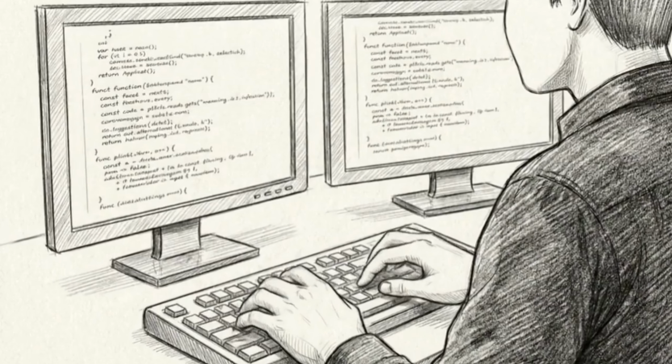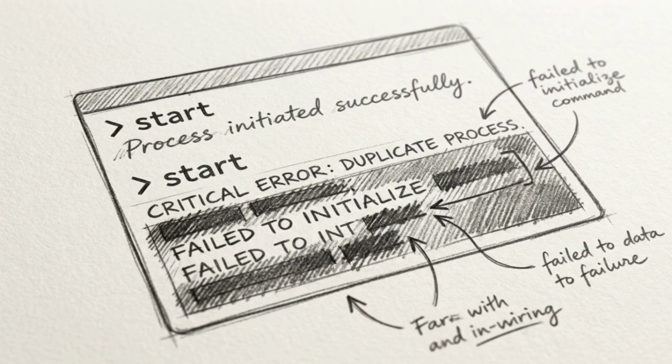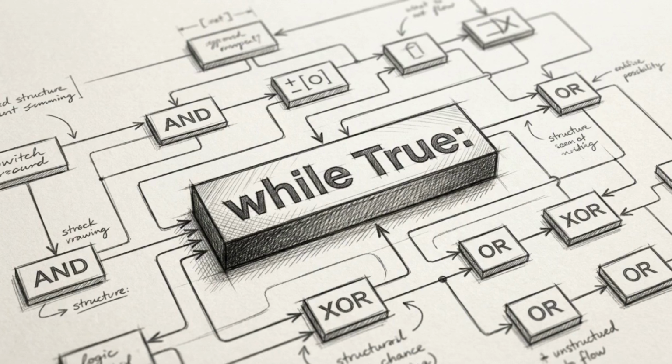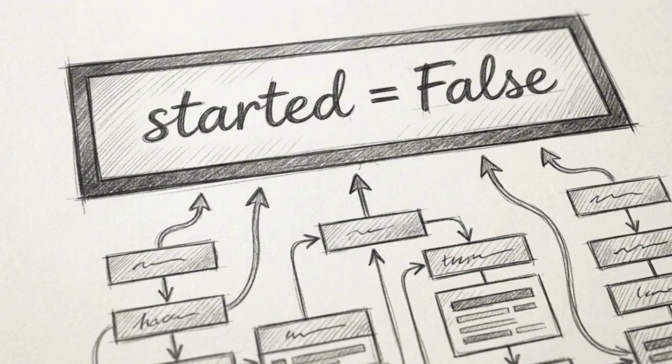what has already happened. Let's run a full, uninterrupted test in the terminal. We call for help, start the engine, hit our custom error by trying to start it again, stop the engine, and safely quit the application. In 6 minutes, we combined an infinite while loop for continuous execution, conditional branches for logic routing, string methods for data sanitization, and a Boolean variable to track system state.